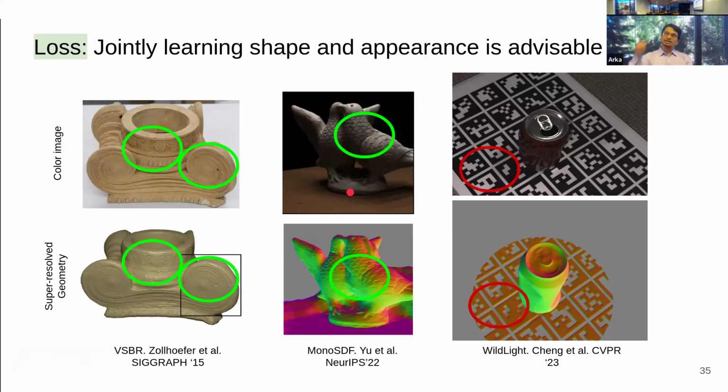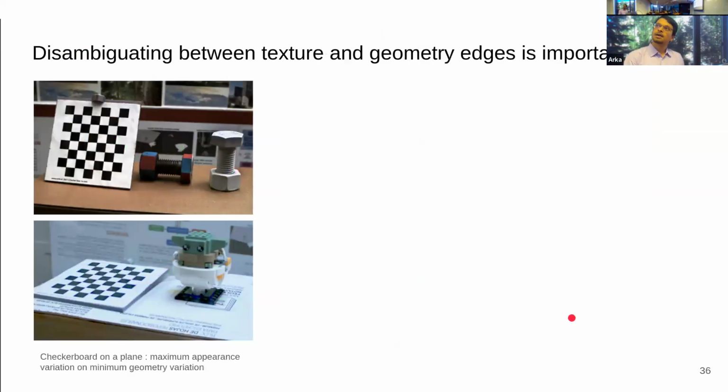However, this feature can also be a bug, and it can make problems. Here we are seeing a Coke can lying on a flat Charuco board. We know that the Charuco board is flat, but the geometry that we have recovered is definitely not flat. It has some holes in it. Let us take a deeper look at this artifact.